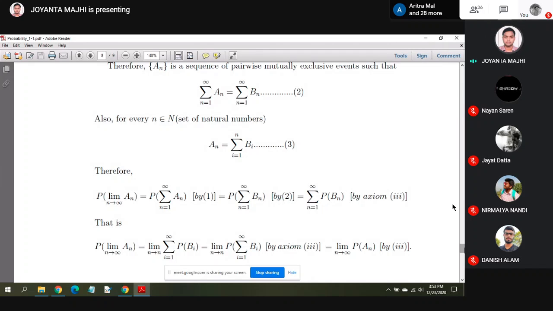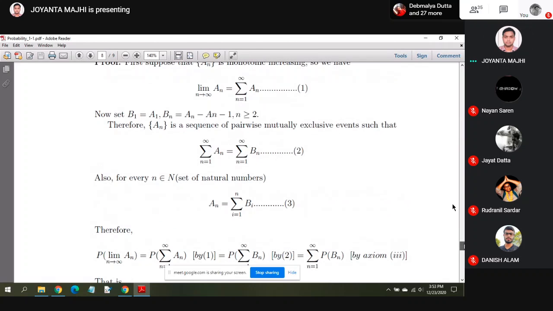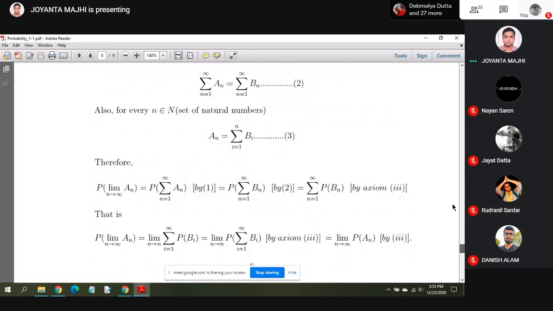Okay, this is in our hand now. Now the probability of the limit as n tends to infinity of An is equal to the probability of the union of An. This comes from result 1, equation 1. Okay, this is equal to the probability of the summation of bn. This came from equation 2.